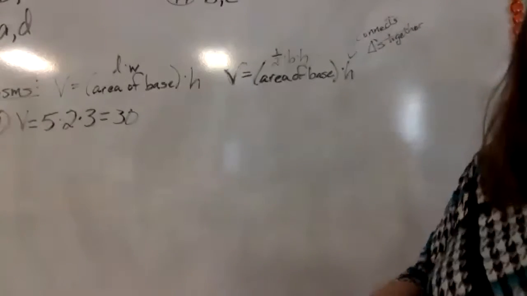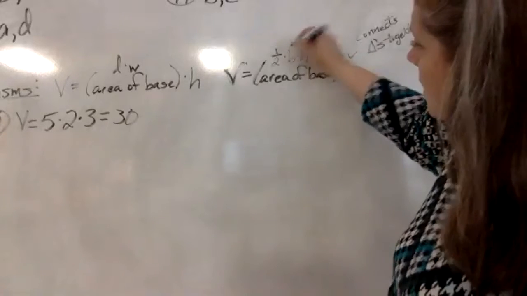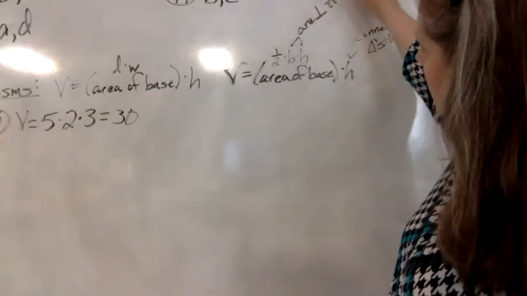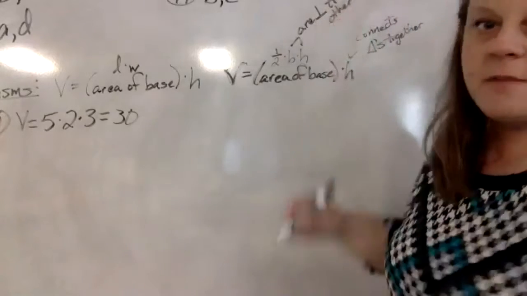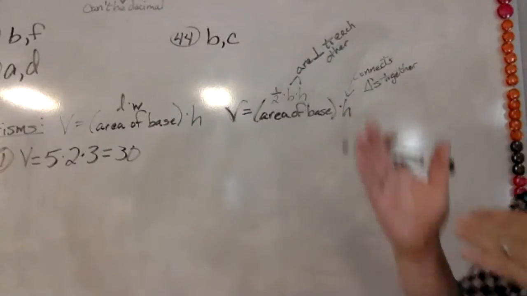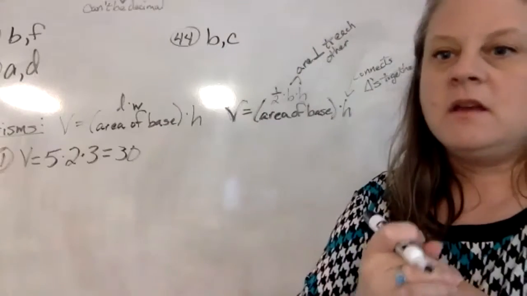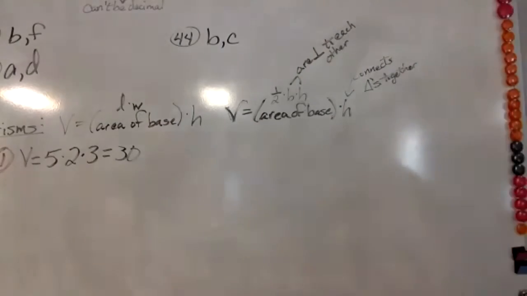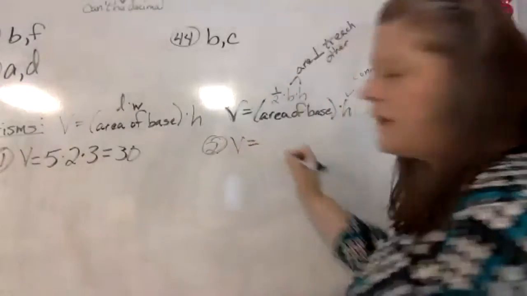Okay? Now, on a triangle, your base and height are always perpendicular to each other, which means they make what? Right angle, okay? So that's what we're going to use for this. So on number 2, we're still just talking about volume right now.